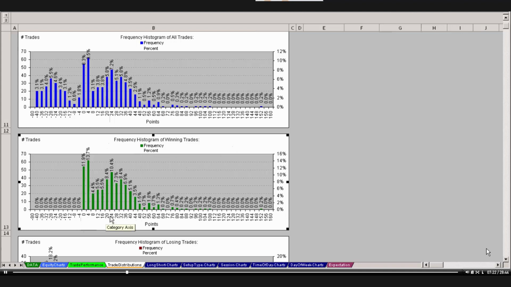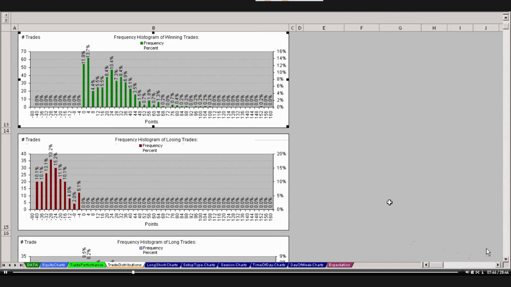That's the percent of trades that fell in that zone, or what we call a bin on a frequency histogram. So between 24 and 28 points, 10% of your trades fell in that zone. 10% of your winning trades. I'm sorry, you're right, 10% of your winning trades. If you look at the upper chart again in that same zone, you'll notice that 7% of all your trades fell in it. Again, 10% of your winning trades fell in it, but 7% of all trades fell in it.